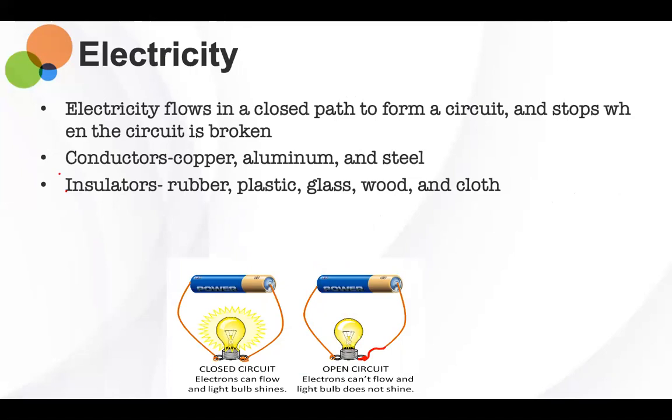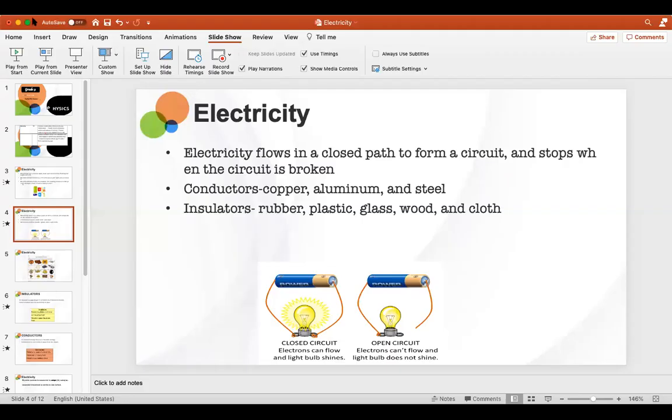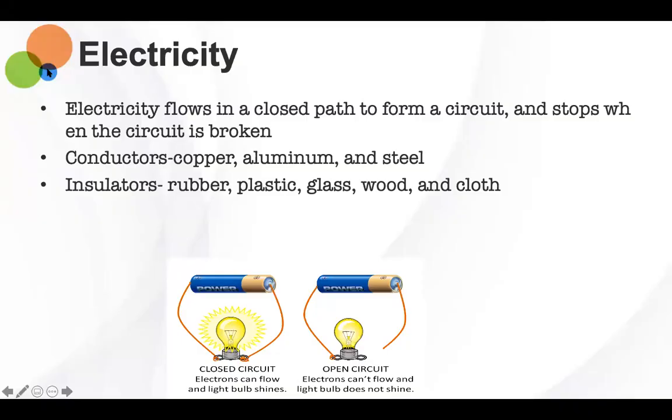Now, electricity flows in a closed path to form a circuit and stops whenever the circuit is broken. If there's a broken circuit, electricity will not flow. If there's a broken circuit, there will be no flow of electricity or electric current. So we see a closed circuit here. Over here, this is a closed circuit, and electricity can flow and the light bulb shines.